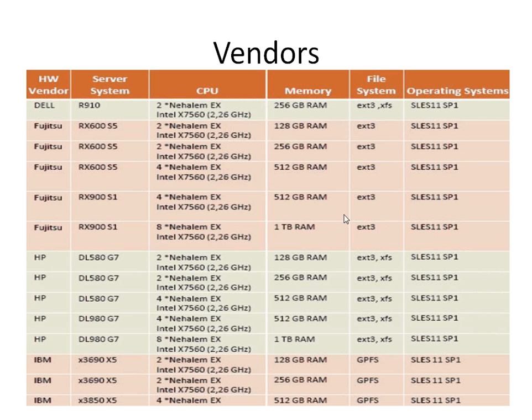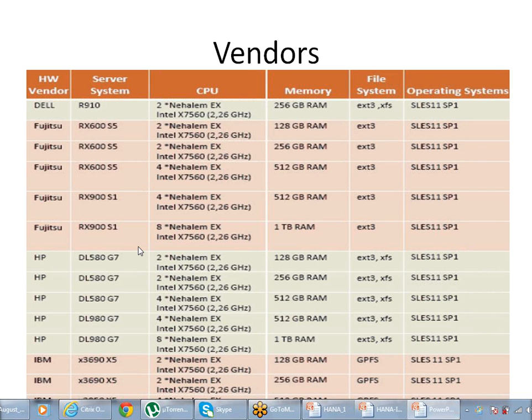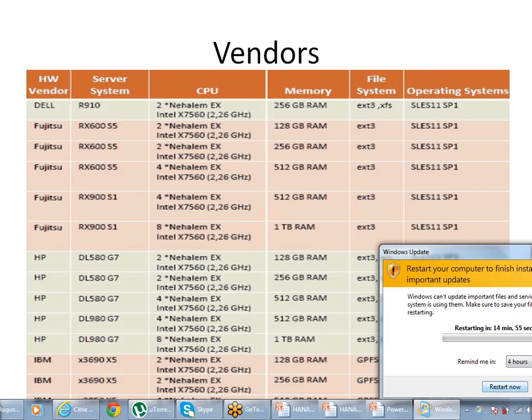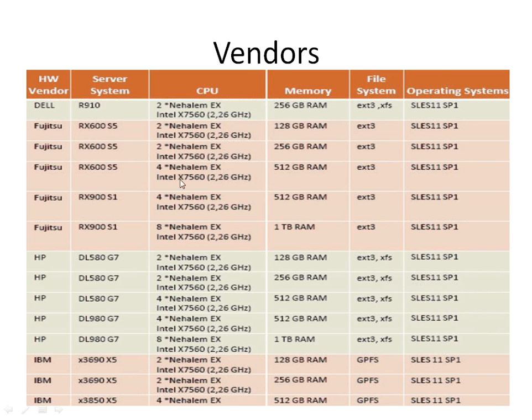Again, from the vendor perspective, this is a chart which will show you the different vendors that are providing the servers for the SAP HANA box. You have the list of vendors in here, the CPU configurations, the memory configurations, and the file systems that you're using with the operating system. The operating system always that is used is the SUSE Linux Enterprise Server 11 Service Pack 1. That's the operating system that we're using on the box.